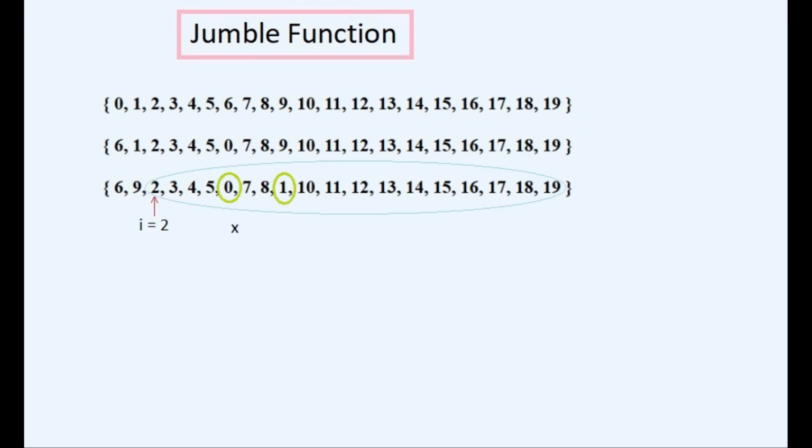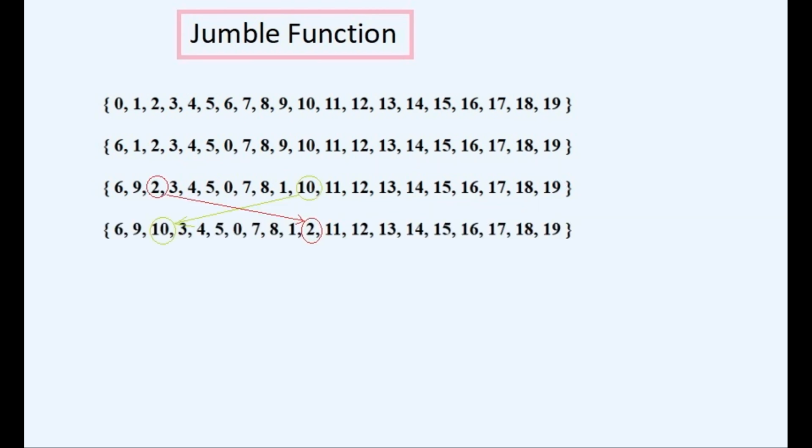So the index variable I is incremented, and X is randomly taken from this range of numbers. Notice that the numbers 0 and 1 that are less than 2 are now in this range. So X is made equal to this number from this range. And so these two numbers in these locations are swapped.